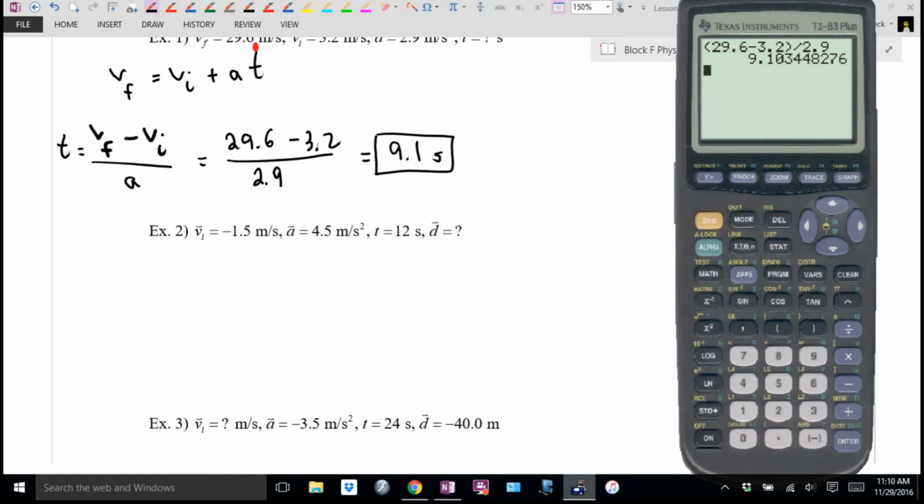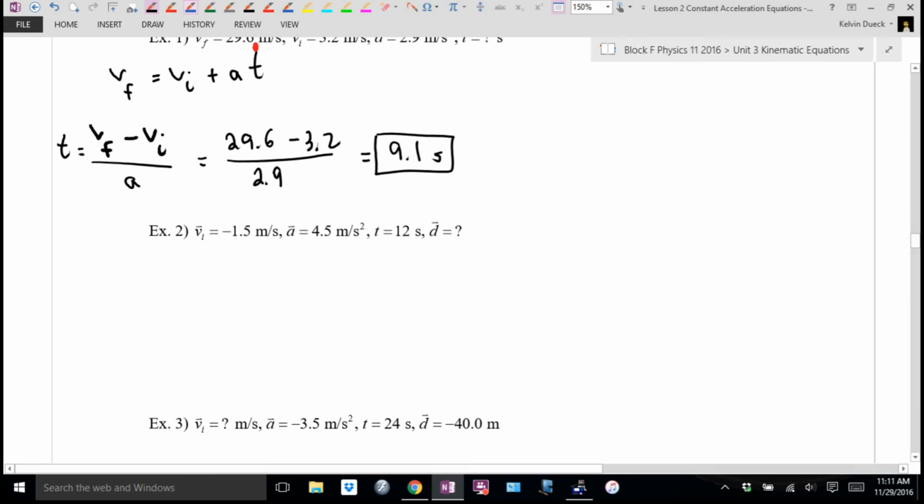What are they asking me to find in example 2? I think VI is negative 1.5. Are we cluing in? You look for the question mark. They've given me VI and A and T and they want me to find D. Which equation? There's only one that has all 4 of those.